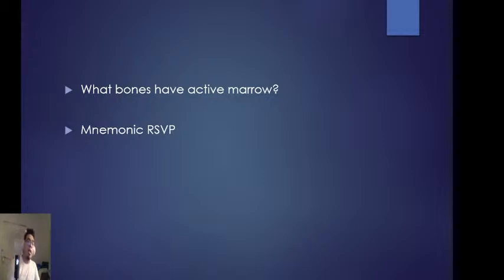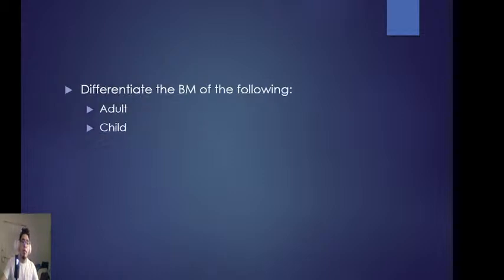You need to rely on what is written in the books. What's written in the books is RSVP: ribs, sternum, skull, scapula, vertebra, and your pelvic bones. Alright? RSVP. Again, it's another mnemonic for you guys to remember it easily. Alright? Next. Differentiate the bone marrow of an adult and a child.